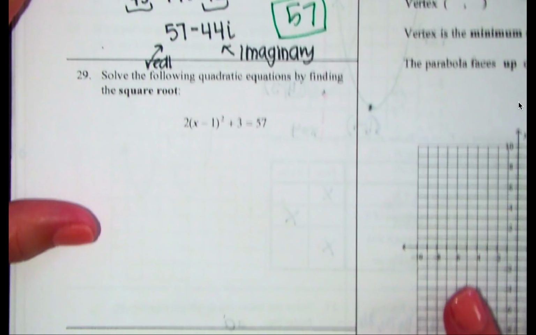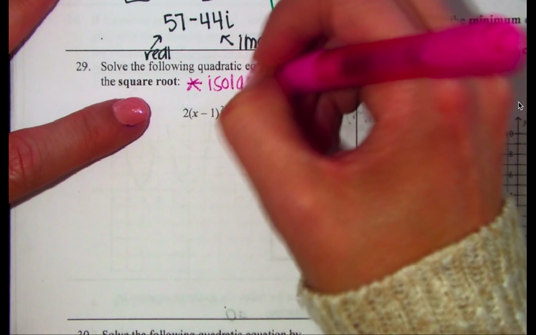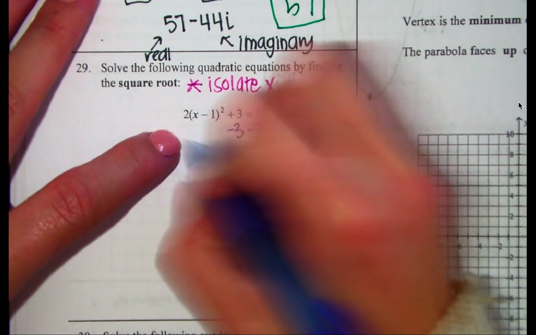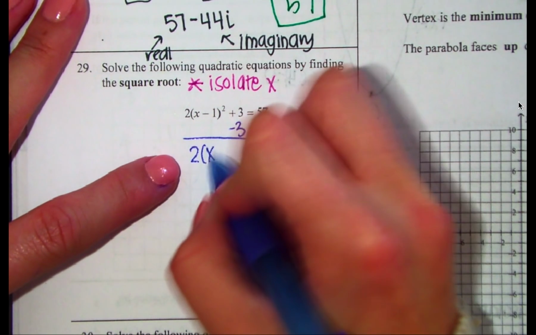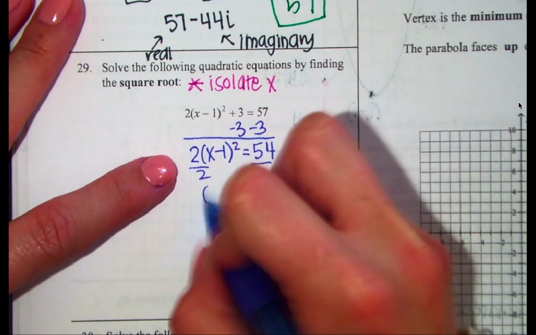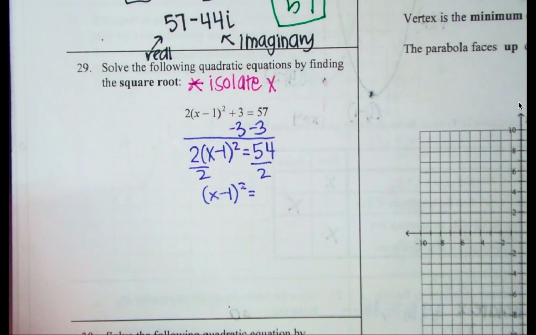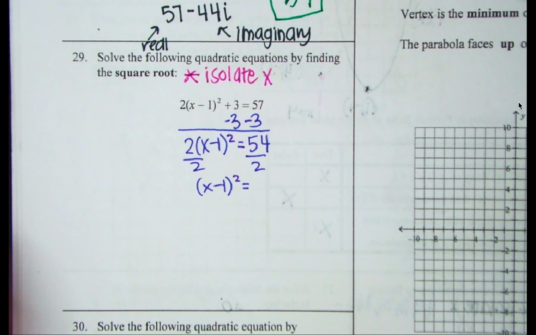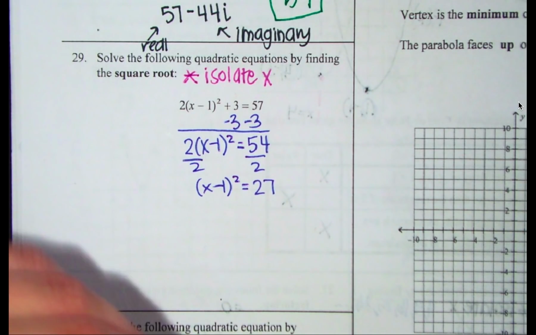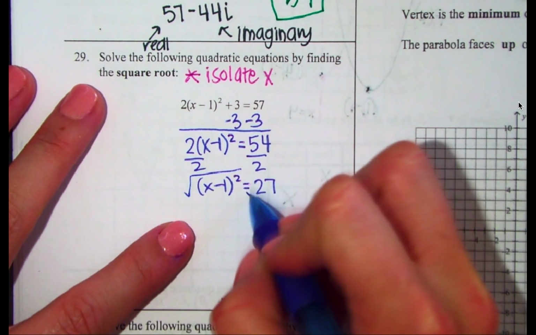All right, we are going to solve again by finding square roots. So again, we're trying to isolate x. So what we're going to do is move over the 3 by using inverse operations. Then we're going to divide by 2. And then we need to get rid of our parentheses squared. So we are going to take the square root of both sides of this equation.